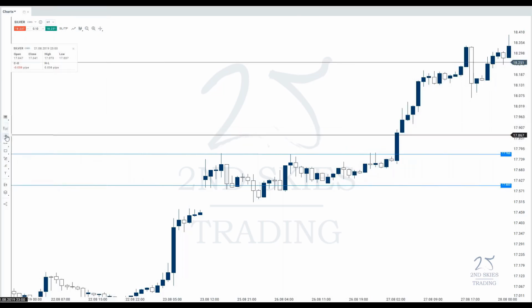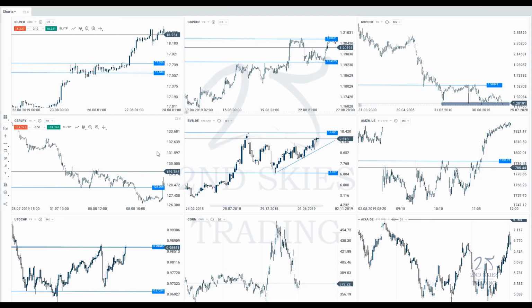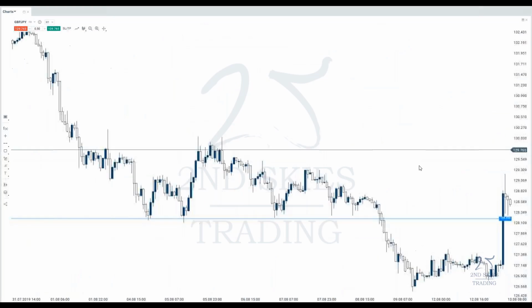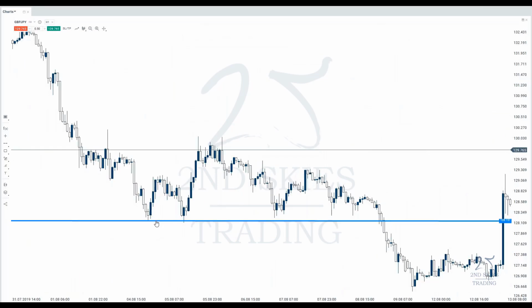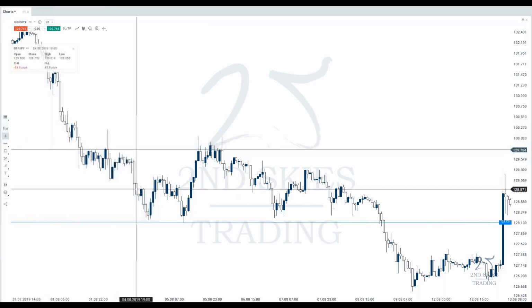Super profitable pattern. Let's look at a couple more. Let's look at the Amazon one. Actually, we can do pound yen real quick. This one's super easy. So here's the breakout area. This is the lowest point in the breakout. So I want to be getting a few pips below that.